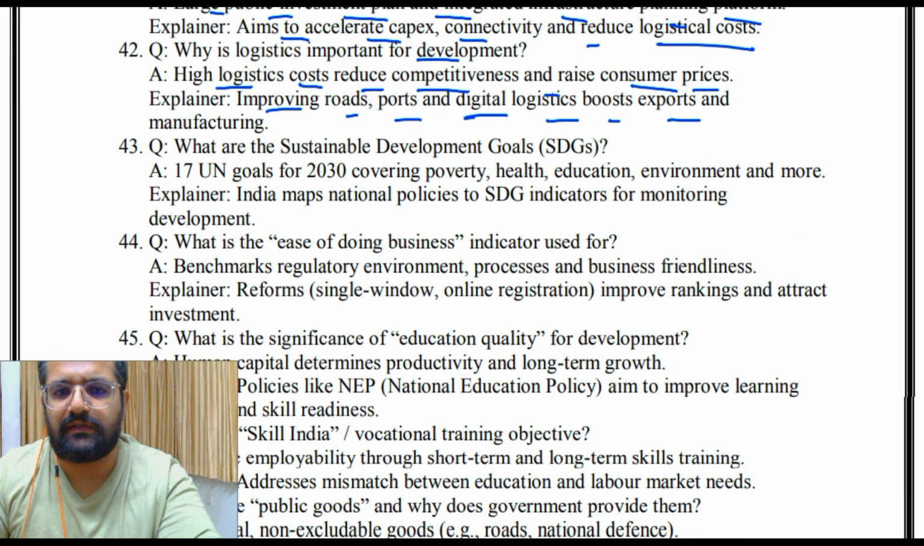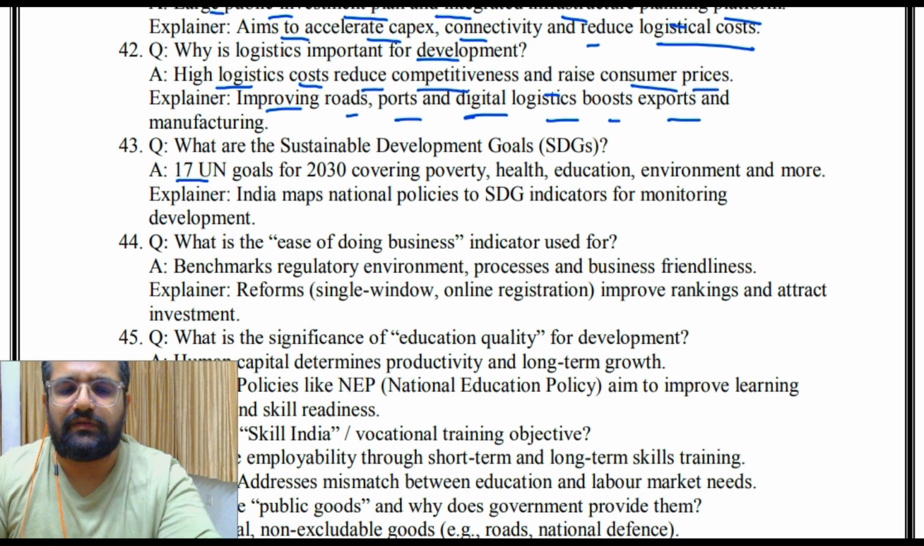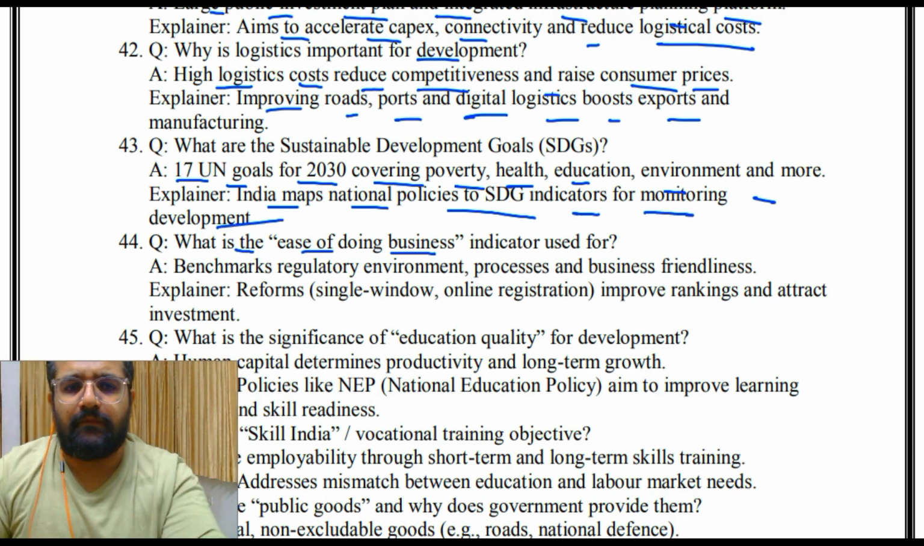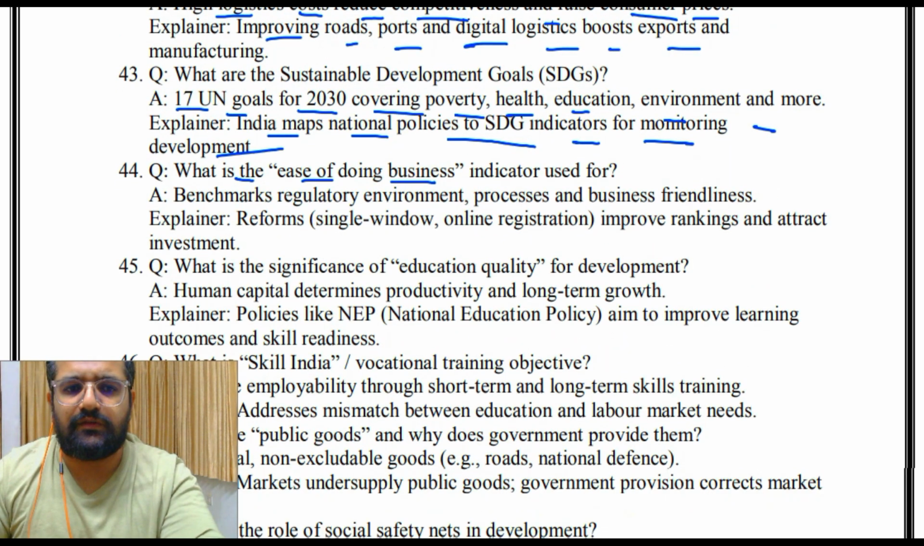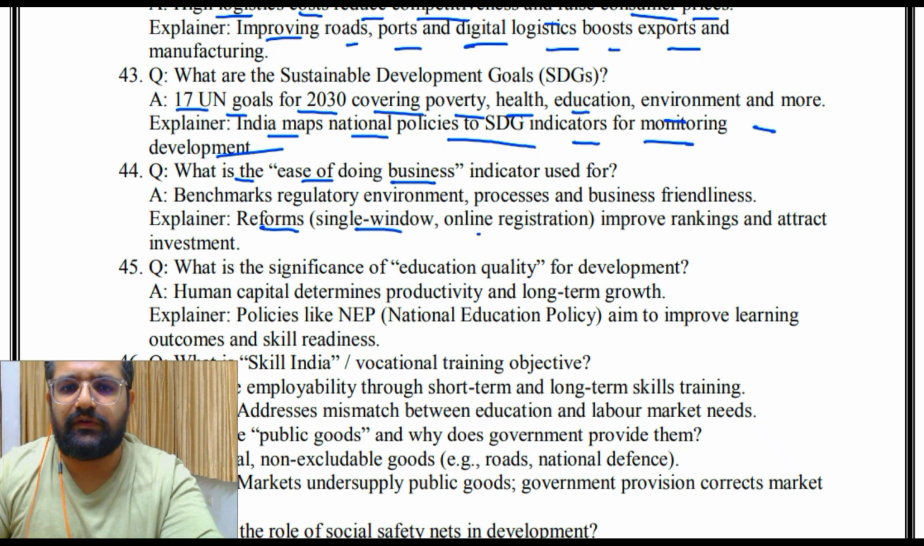What are the sustainable development goals? So, 17 UN goals for 2030 covering poverty, health, education, environment and more. India maps national policies to sustainable development goals indicators for monitoring development. What is the ease of doing business indicator used for? Benchmark regulatory environment, processes and business friendliness. Reform single window online registration, improve rankings, attract investment.